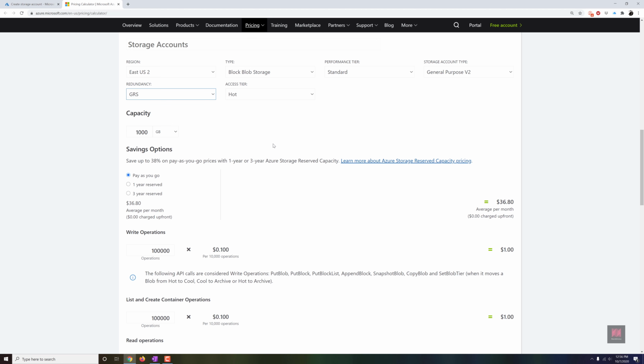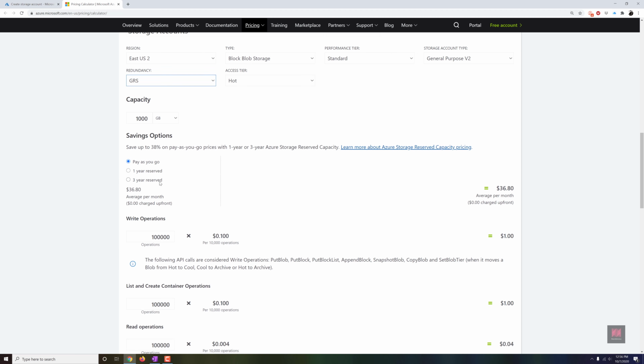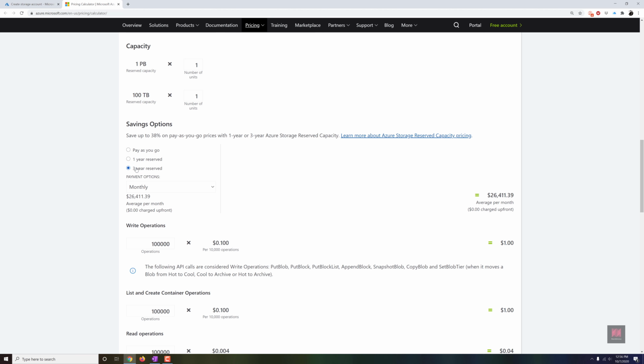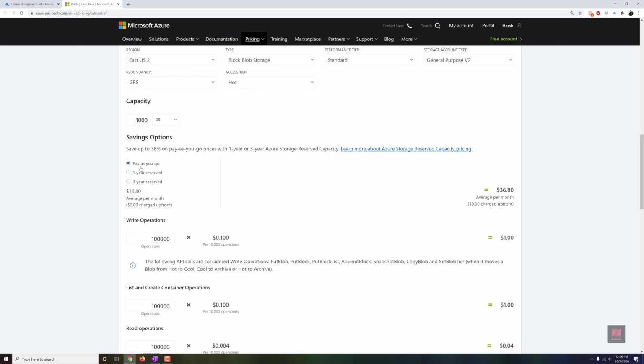So how much does it cost me based on 1 terabyte? Automatically right now, it is pay as you go. This is my subscription, or 1 year reserved, because 1 year reserved will be a little bit cheaper. And if we go to 3 year, it is even cheaper. But right now, just go to pay as you go. So currently you are consuming $36 and this is the average per month.